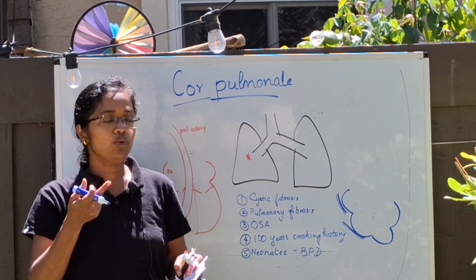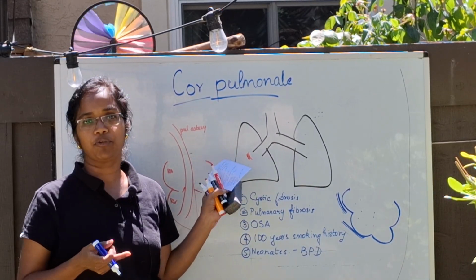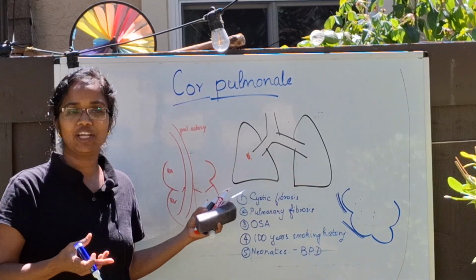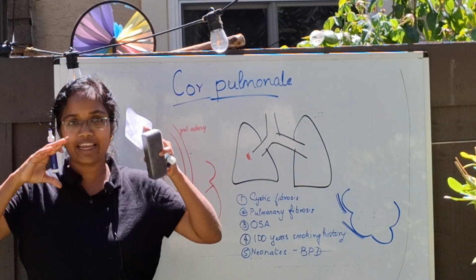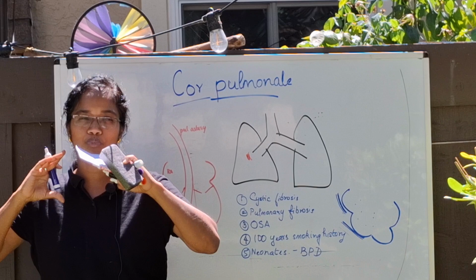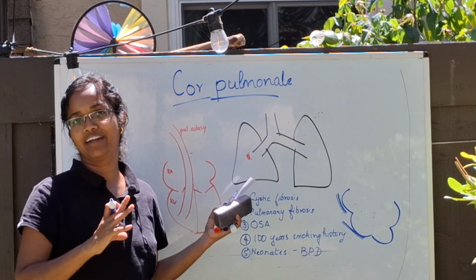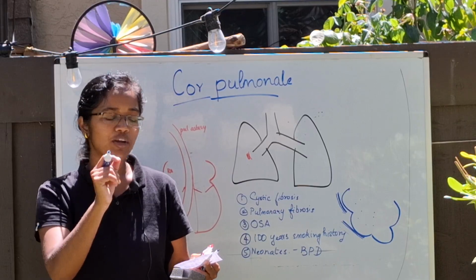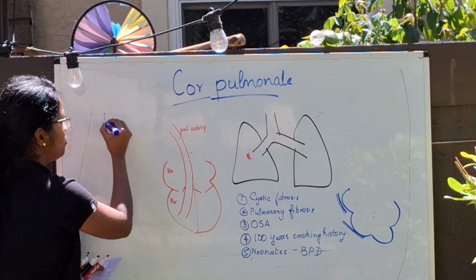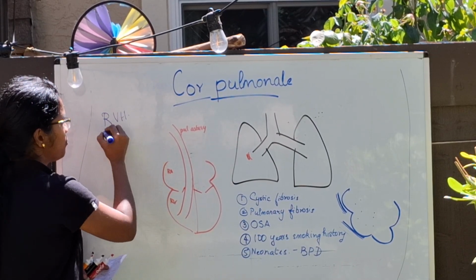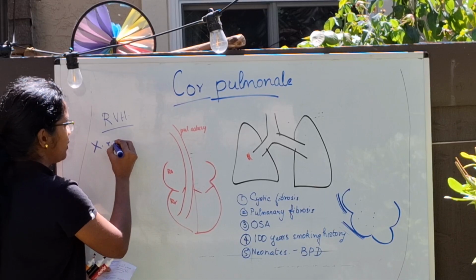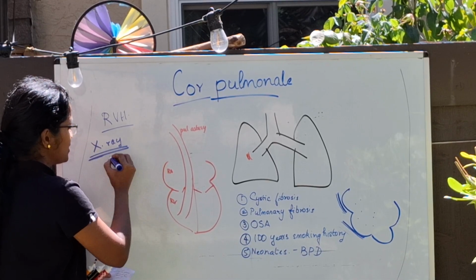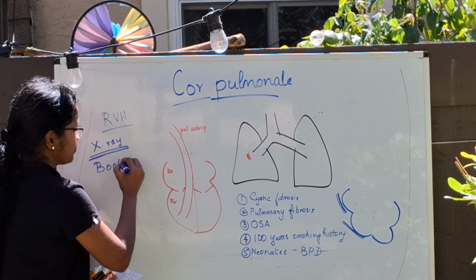Now I would like to tell you that when there is right ventricular hypertrophy, so failure in the sense, initially it will try to compensate by hypertrophying and trying to push blood through the pulmonary artery and overcome that afterload, right? So when there is right ventricular hypertrophy, how will the X-ray be? When there is isolated right ventricular hypertrophy, the X-ray will show a boot-shaped heart.